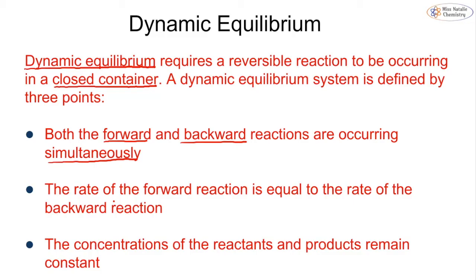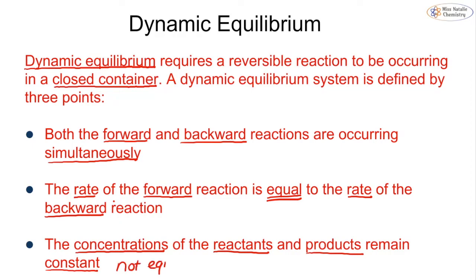At dynamic equilibrium, the rate of the forward reaction is equal to the rate of the backwards reaction. And the concentrations of the reactants and the products are constant. Now, one thing that is very important to note is the concentrations do not have to be equal. They simply have to be constant. But the rates of the forward and the reverse have to be equal. So these are the 3 points that define a dynamic equilibrium. And this is a very common exam question, usually a 2 marker.